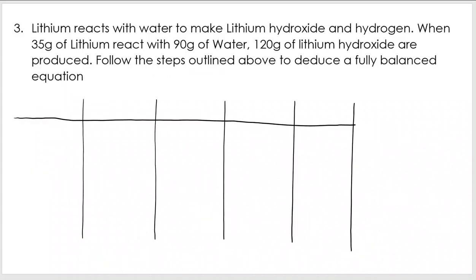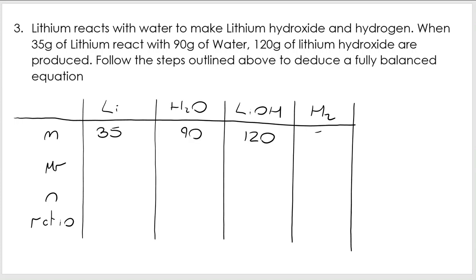Another example for you to try here. So lithium reacting with water to make lithium hydroxide and hydrogen. Following the equation through, these two make these two. I've built my table, I put my masses in. I need to calculate the mass of hydrogen by using the law of conservation of mass. 90 plus 35 is 125, so 120, I need 5 grams of hydrogen.